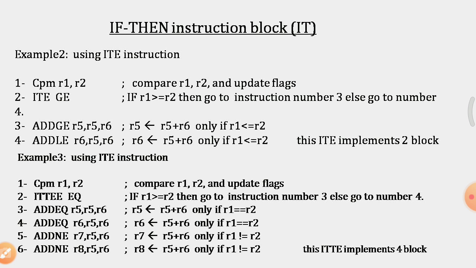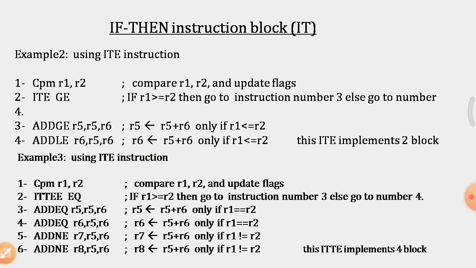ITTEE space condition is equal. So that is, if the register R1 and R2 are equal, then the line number 3 and line number 4 are going to be executed. 2 instructions are going to be executed. That is, we have used ITTEE. TT is nothing but then, 2 times then. And EE is nothing but 2 times else.